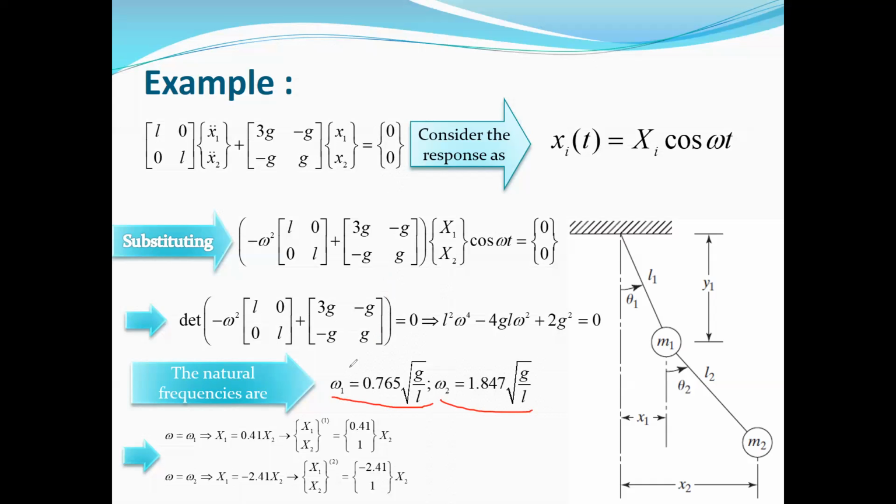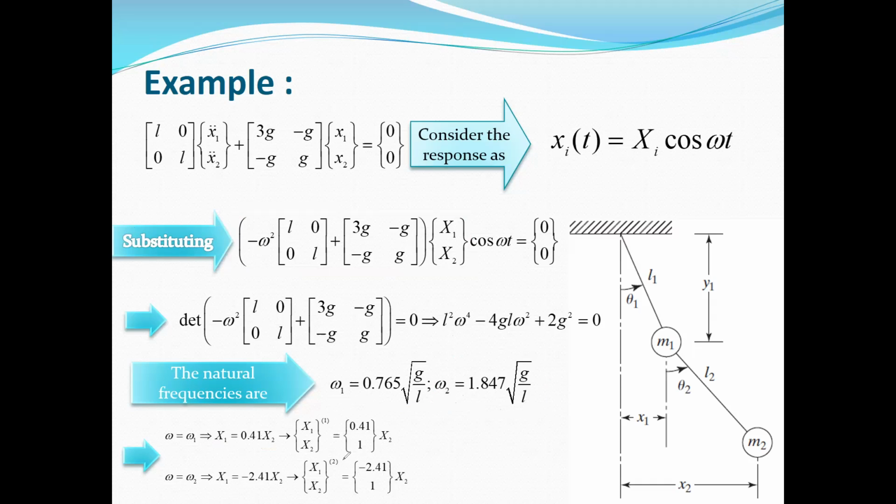Now if you substitute omega equal to omega 1 into this equation and simplify, you can extract that x1 is equal to 0.41 x2. And for the second one, if you substitute omega equal to omega 2 and simplify, you can extract that x1 is equal to minus 2.41 x2. So you can see we extract two natural frequencies and two mode shapes.